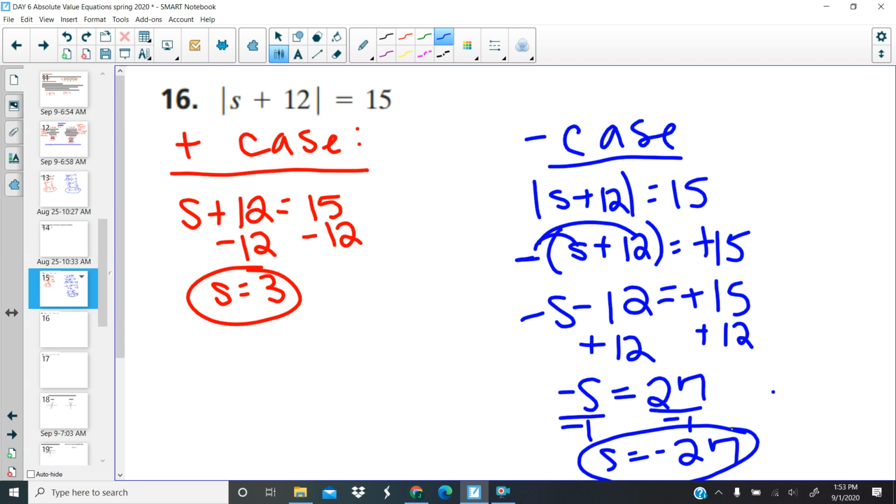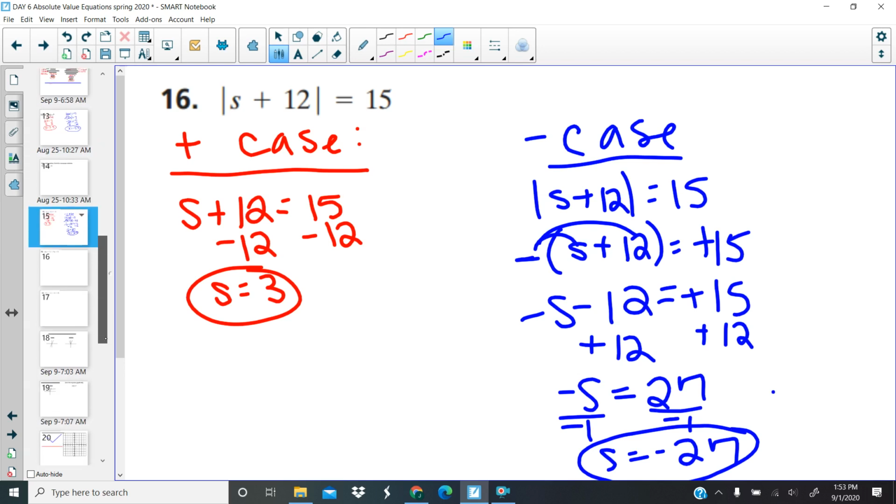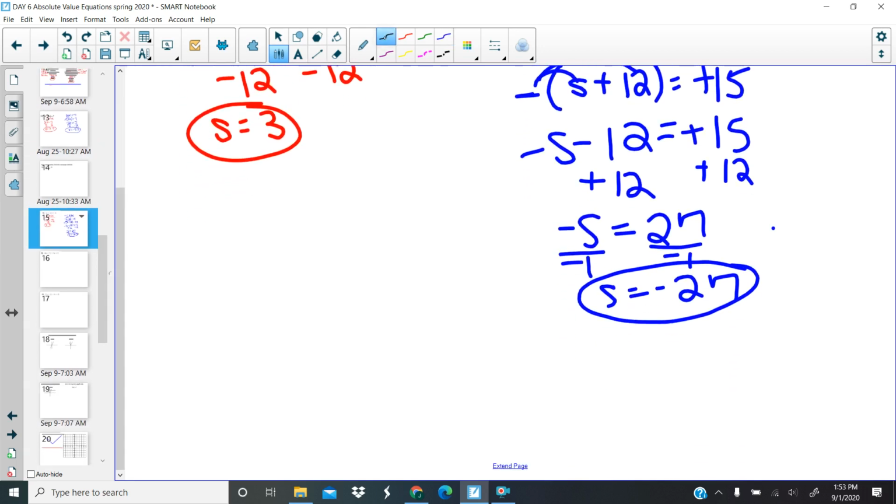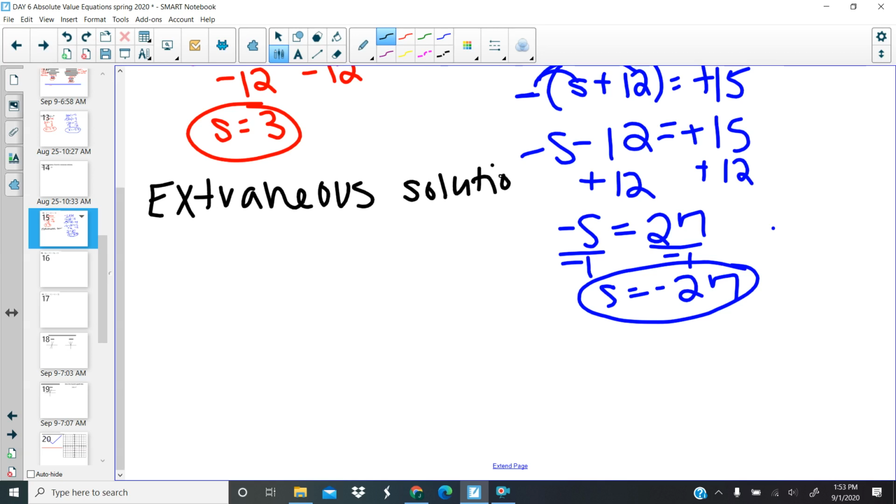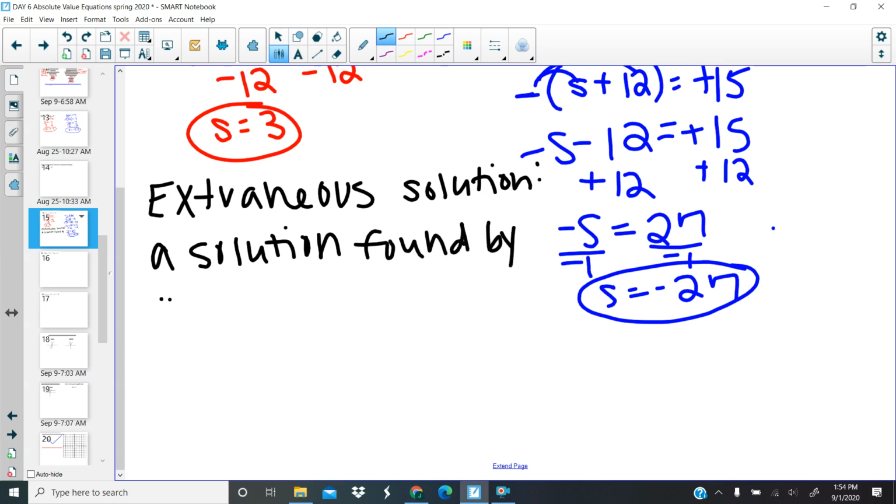So then, like I said, we were going to come back to checking for extraneous solutions. So first of all, I just want to make a note of what that is. And what an extraneous solution is basically whenever you solve it out, it works, but then if you plug the number back in, it's not an actual solution. So a solution found by solving that does not actually exist.